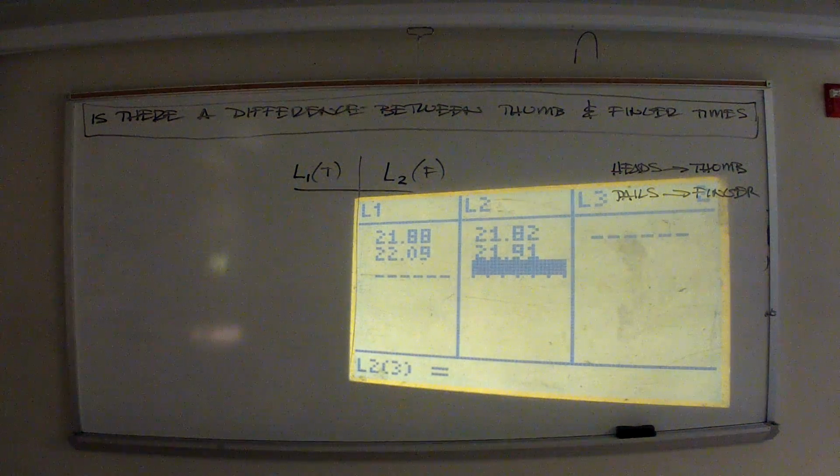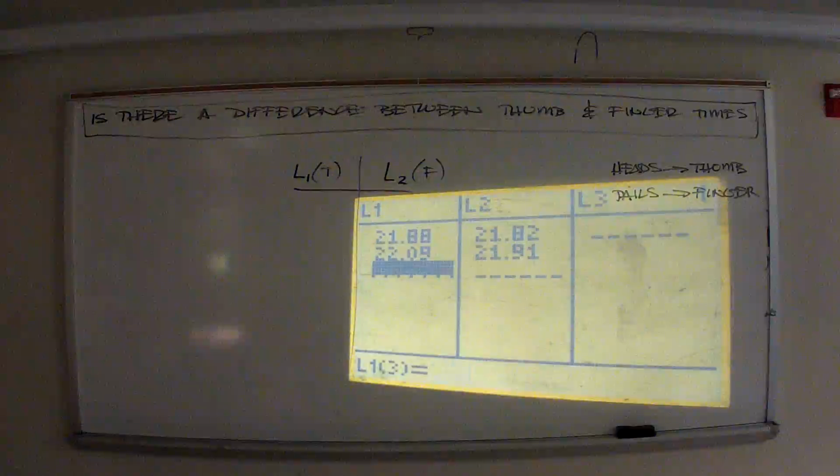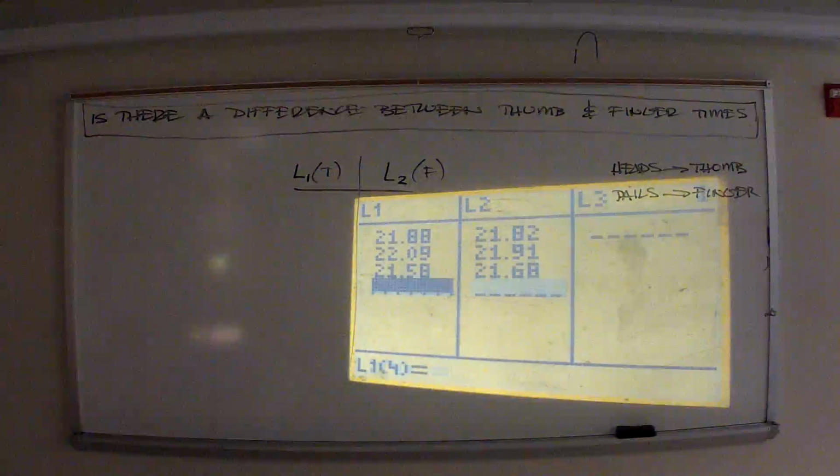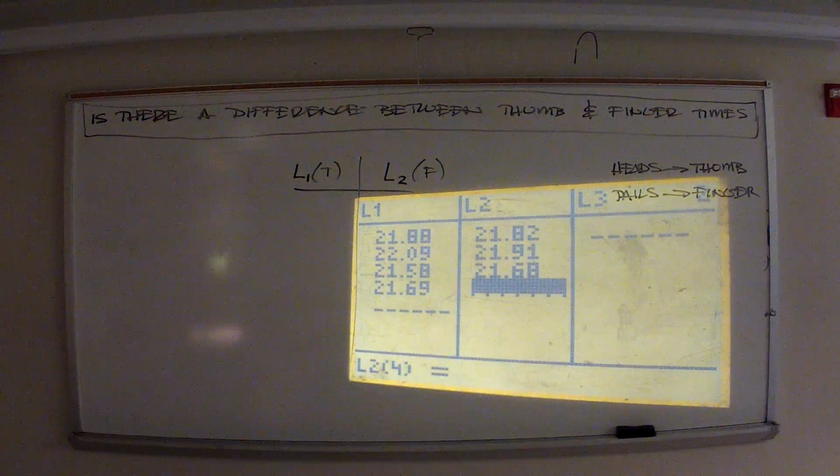All right. Who else? Rich, you were running times. Thumb first. 21.58. 21.68. There we go. Beautiful. Next up, Ash. Jamie, you were on it. Thumb time? 21.69. And finger?